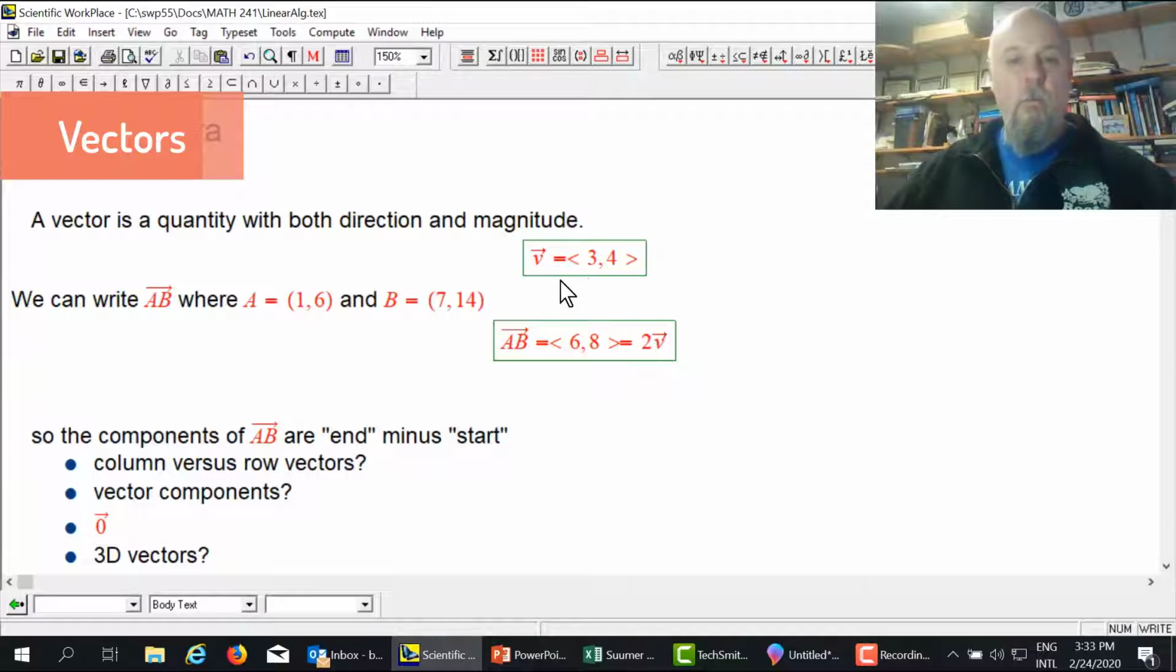Which is actually 2 of these vectors. This vector was 5 long, and this is like 2 of those vectors, so it must be 10 long. And we can get that with the Pythagorean Theorem as well.